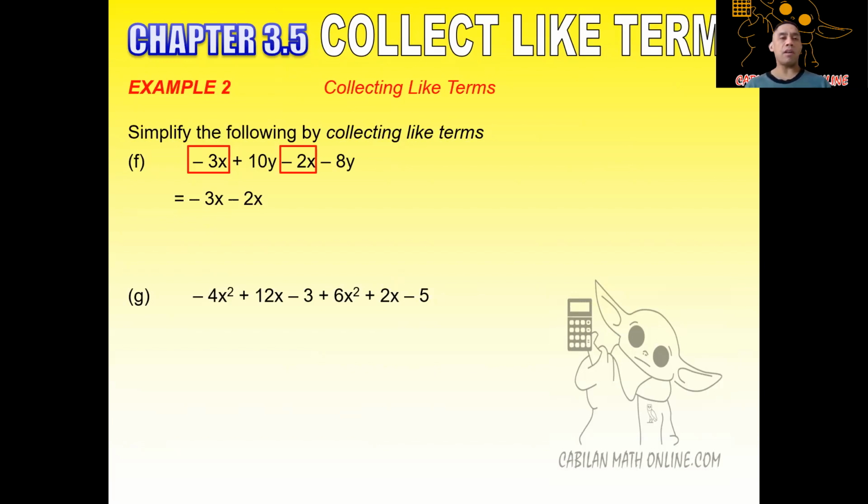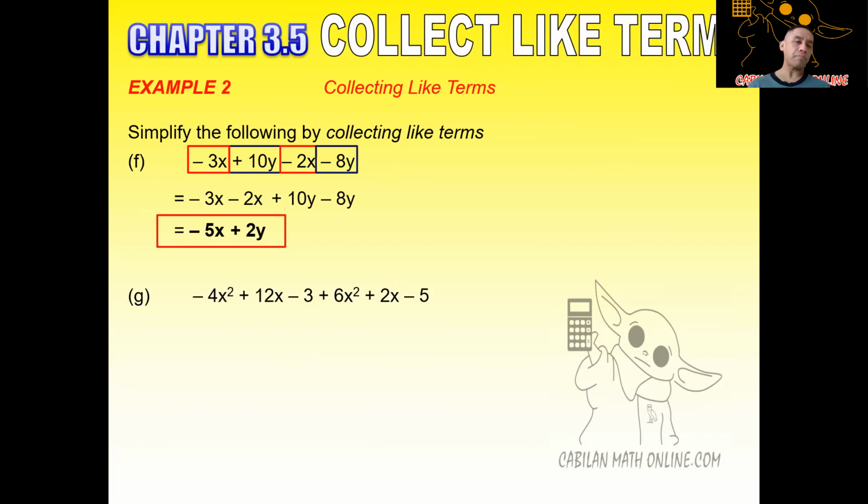For the next part, we're going to look at the positive 10y, and the like term for that is negative 8y. But when we bring it down, they become operators, and that'll be plus 10y minus 8y. Now, all we're going to do is group the like terms together. So negative 3x minus 2x gives me negative 5x, and then 10y minus 8y gives me plus 2y. Again, notice that since the x and y are unlike terms, you never group them together.